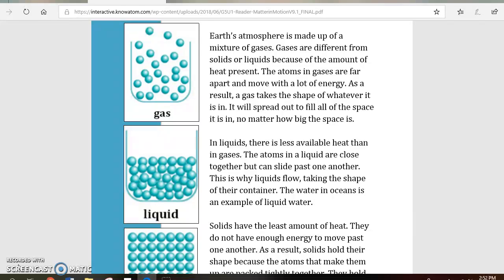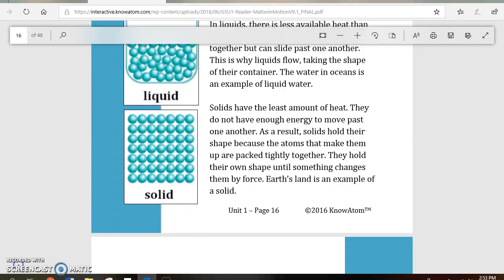In liquids, there is less available heat than in gases. The atoms in a liquid are close together but can slide past one another. This is why liquids flow, taking the shape of their container. The water in oceans is an example of liquid water.